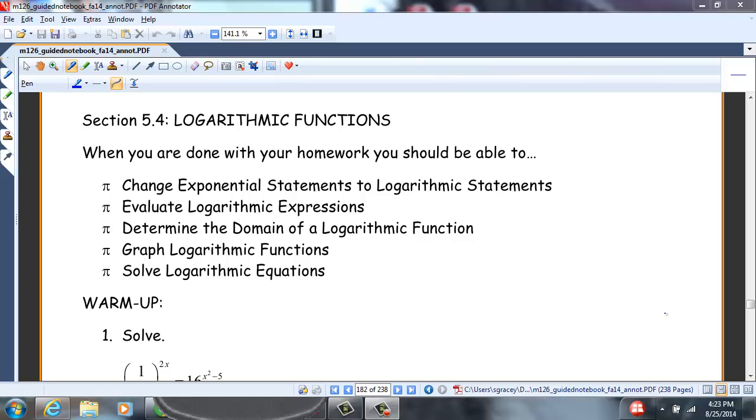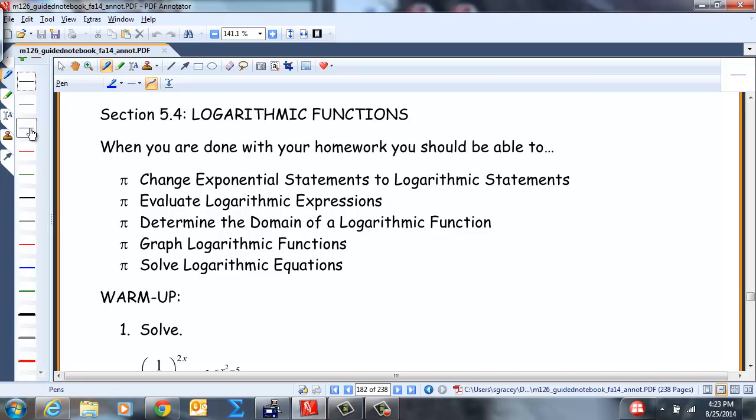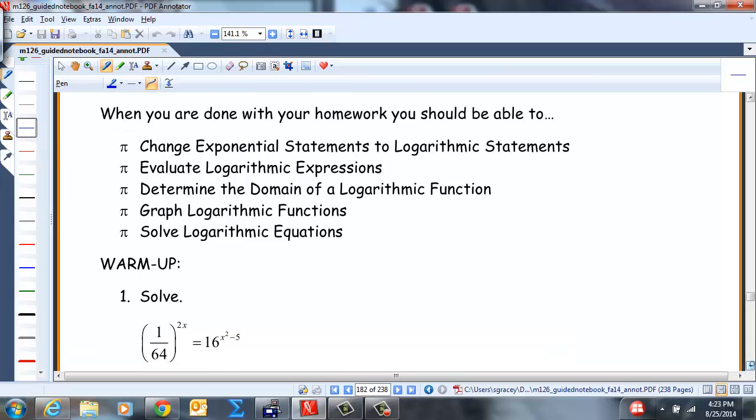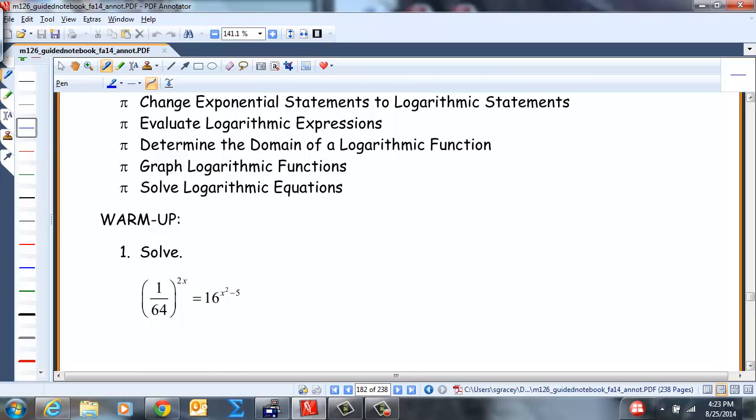We'll be learning a whole bunch of stuff about logarithmic functions, and you can read the goals here. Let's go ahead and start by warming it up. So pause the movie and warm up, or you can just follow along with me if you'd like.